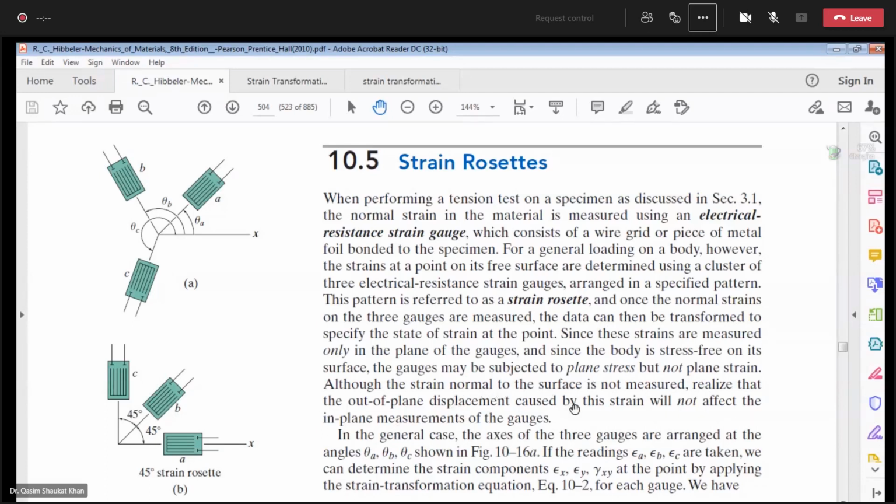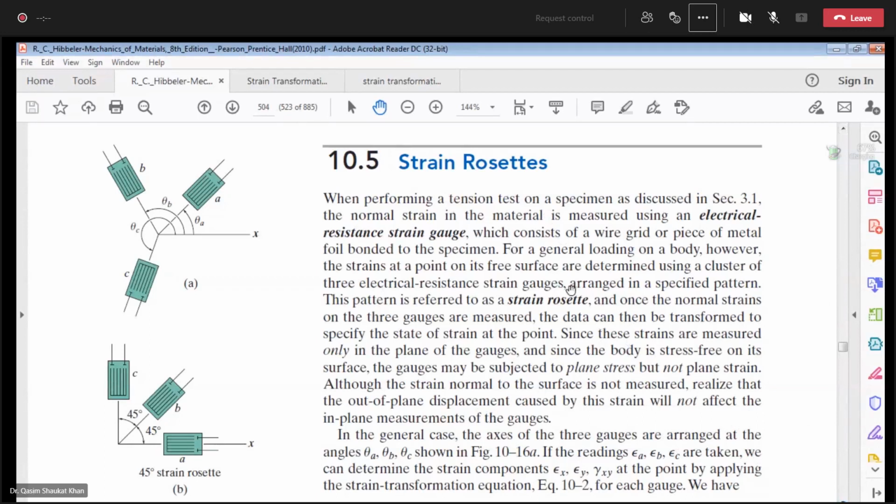Although the strain normal to the surface is not measured, realize that the out of plane displacement caused by this strain will not affect the in-plane measurements of the gauges. So the point is that the strains produced due to the Poisson's effect in the lateral direction will not affect the value of the strain in the normal direction. So lateral strains will not affect the normal strains. Fine.